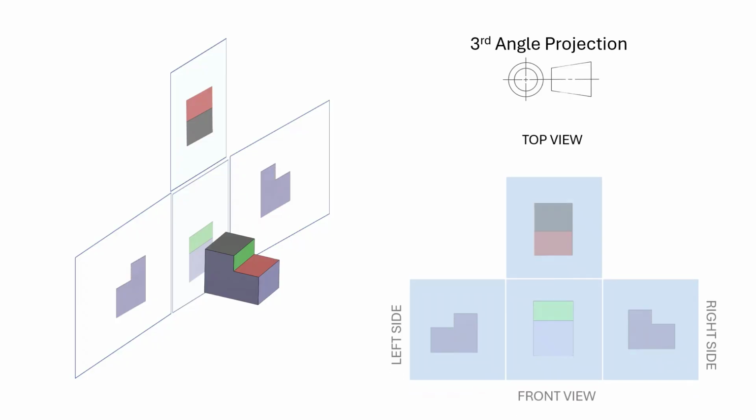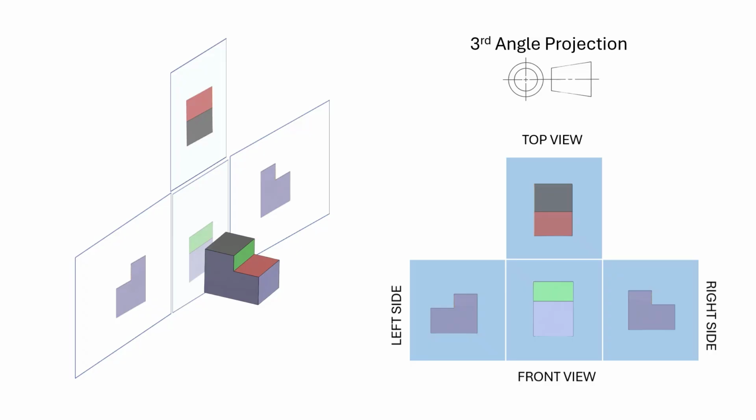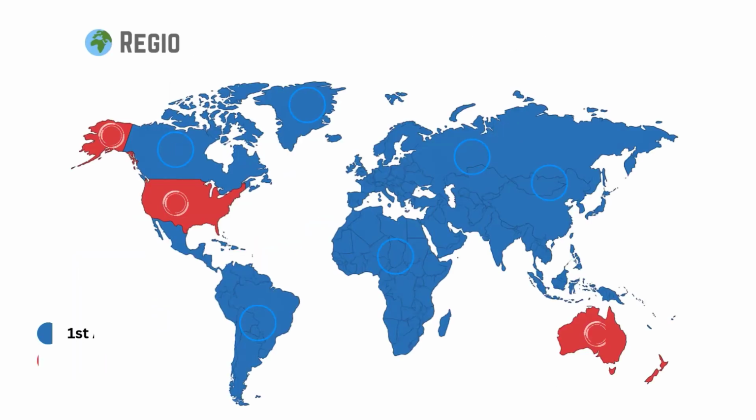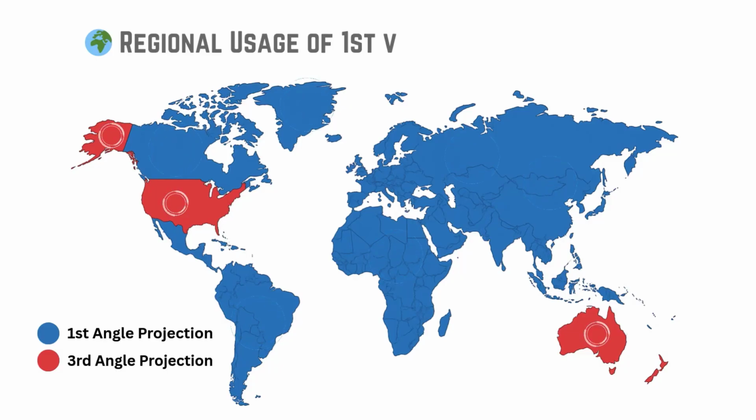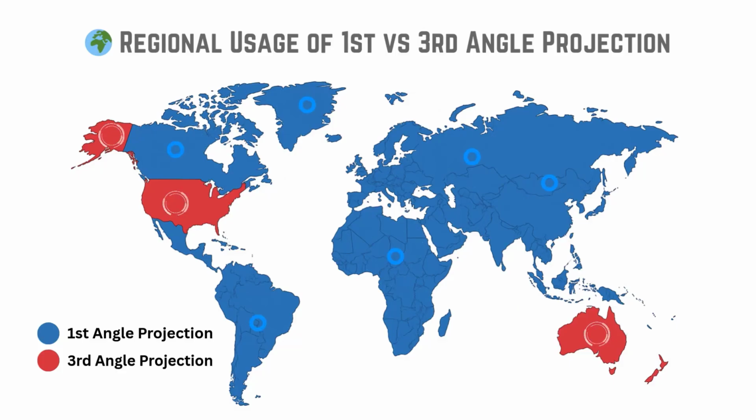So we got to know that the basic difference is in the observer's position and nothing else. Basically, both methods are correct with no flaws. They are given preference according to regions and industries. Like in Europe, India, and Asia, they use first angle, that is the ISO standard, and in the US and Canada, they go for third angle, that is the ASME standard.